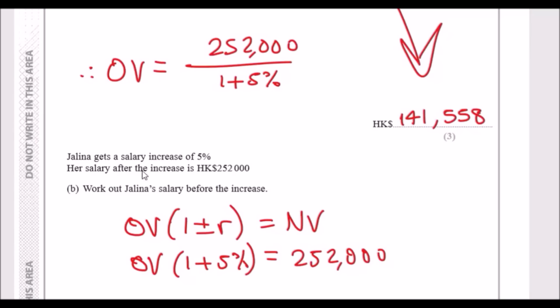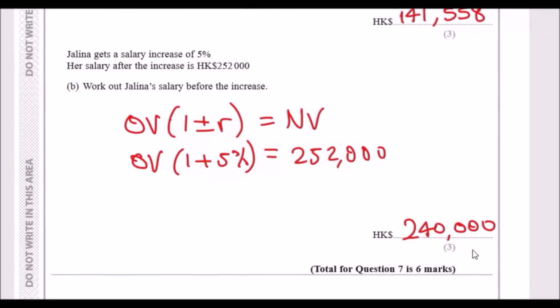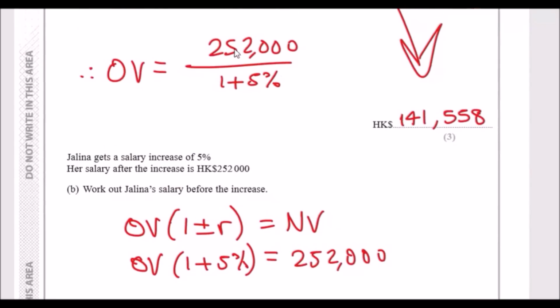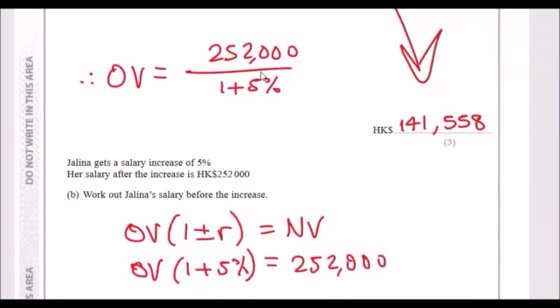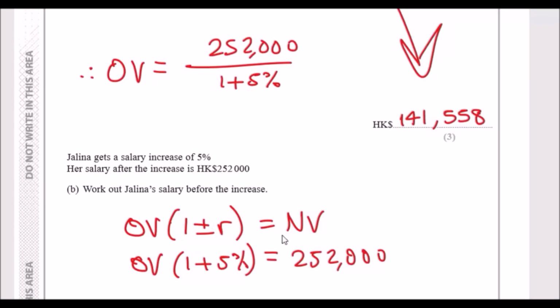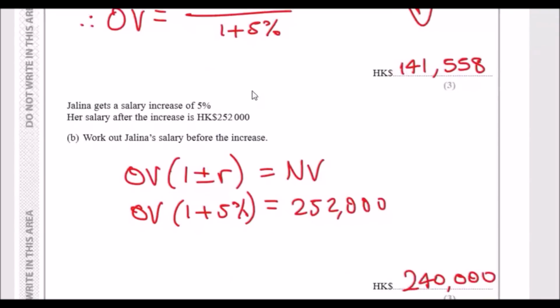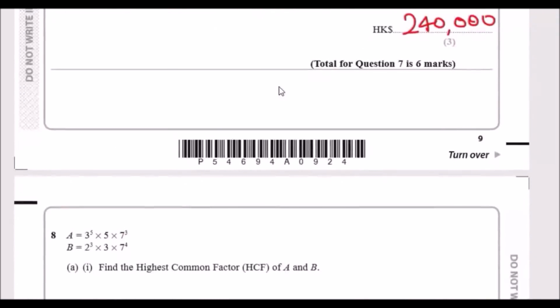Smash this in your calculator and you should get 240,000. Easy, seriously. This formula is very nice because it actually breaks everything down in a very simple way, and it's always the same. If you have years, you put power. If there's no years, you just work out what you want, OV or NV. Pretty okay. Now, let's move on to the next bit.